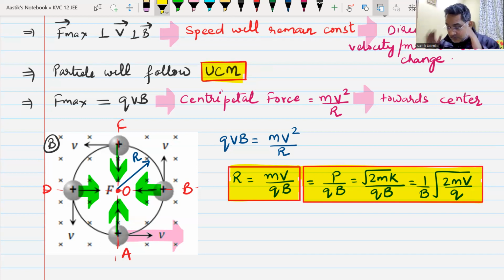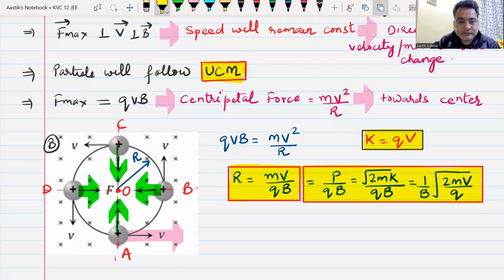Take a deep breath. Get this formula into your head. Do not be in haste. Write them on your own. Understand them. This entire topic just depends on this formula. Take a deep breath, understand them, and write them. So that is the formula for the radius of this circular path.